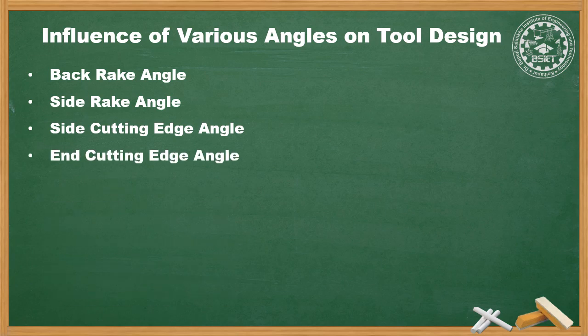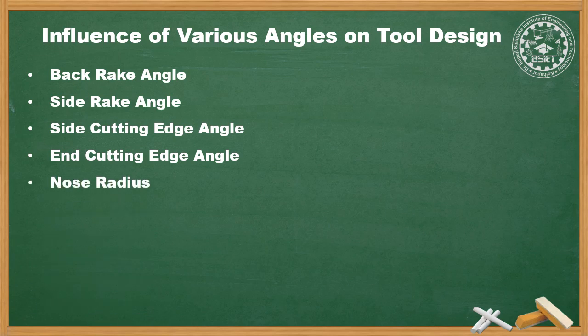Next is end cutting edge angle. End cutting edge angle may vary from 4 degree to 30 degree. It is angle that prevents rubbing between the end of the tool and the workpiece. If end cutting angle is less, it will cause vibration because of excessive tool contact with the workpiece.